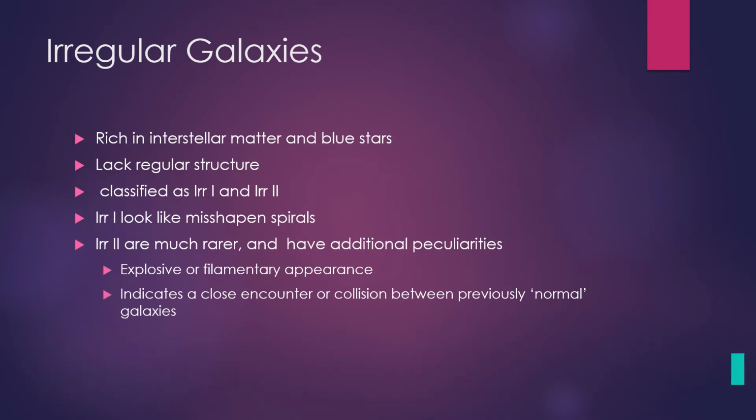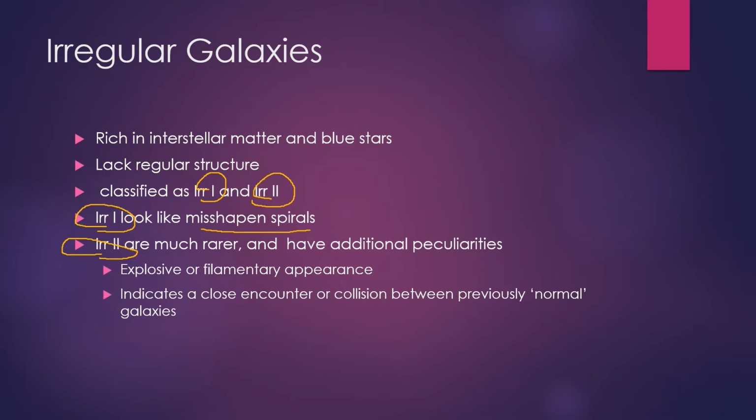There are two subclasses here that we got, Irregular 1 and Irregular 2. Irregular 1 looks like a misshapen spiral or Magellanic cloud, and Irregular 2 are much rarer and they have quite a few peculiarities with them. They have a distinctly explosive or filamentary appearance. Basically, it looks like it blew up.